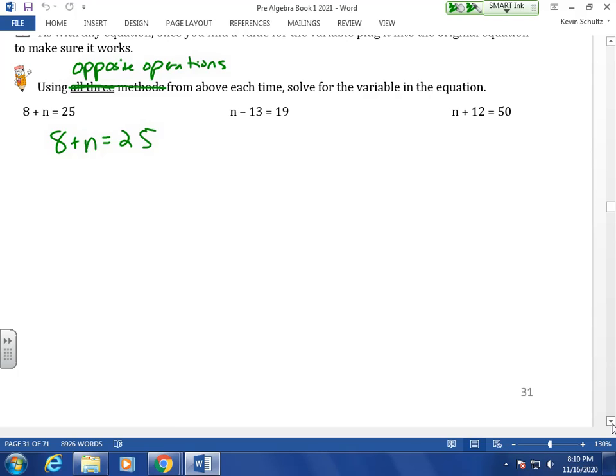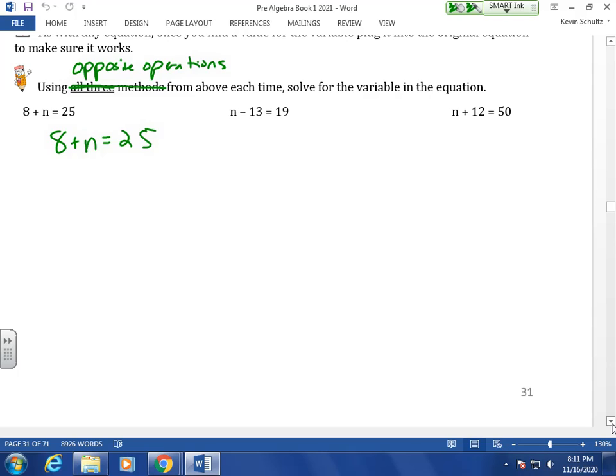Now, remember, with adding, the order of addition doesn't matter. So if it makes more sense to you to rewrite this as n plus 8 equals 25, just reverse the n and the 8, that's okay. But we don't have to. We can still use opposite operations here. 8 plus n equals 25. We want to get n by itself.